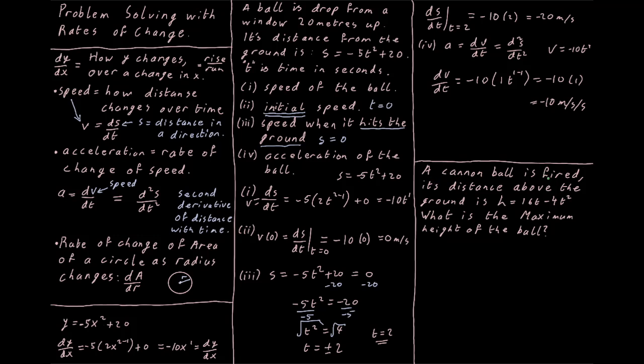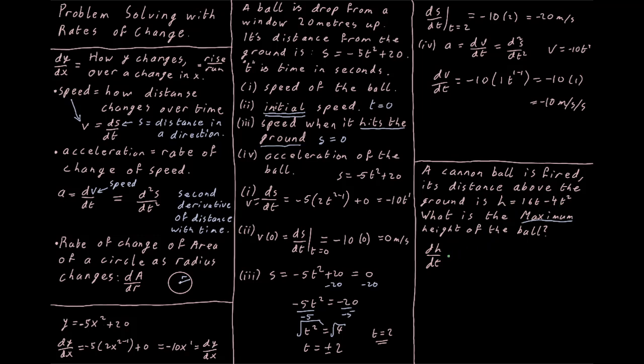Now, separate question. A cannonball is fired. Its distance above the ground is h equals 16t minus 4t squared. What is the maximum height of the ball? So, maximum height. Maximum makes me think of dy/dx equal to 0, and d2y/dx squared is going to be negative. So I'm going to have to get dh/dt, how the height is changing in time, and set that equal to 0 to find my turning point, and then I need to show that it's a maximum.